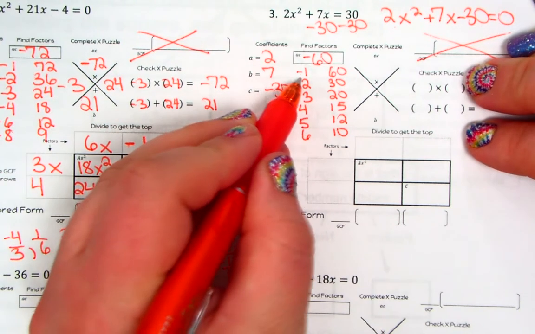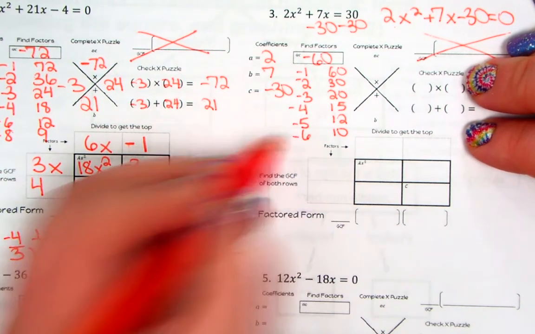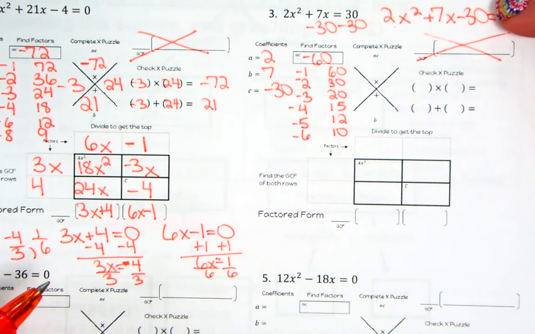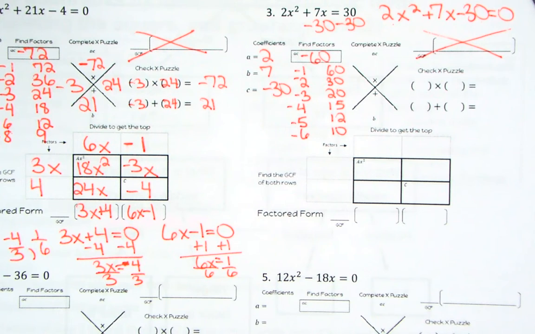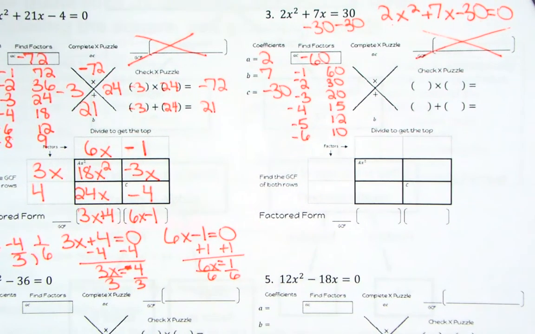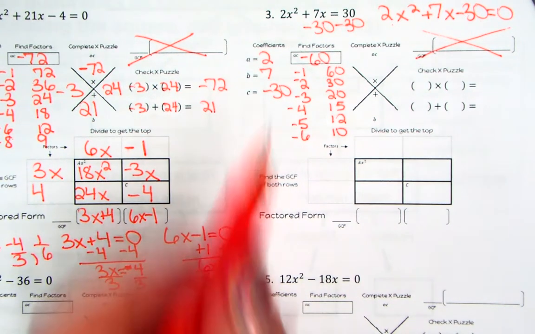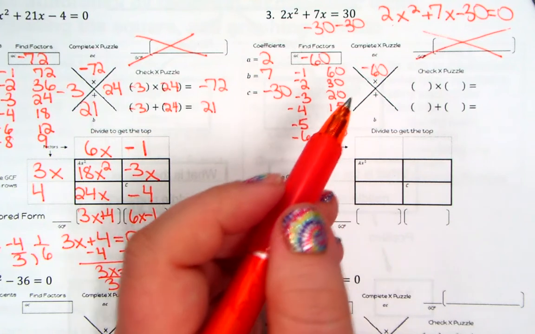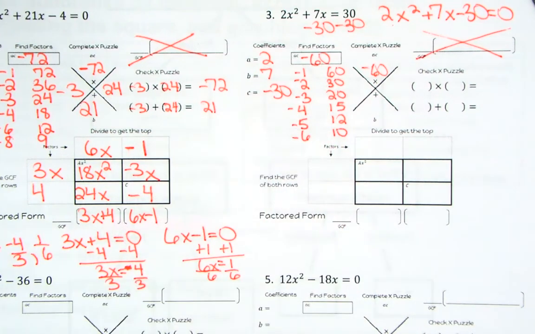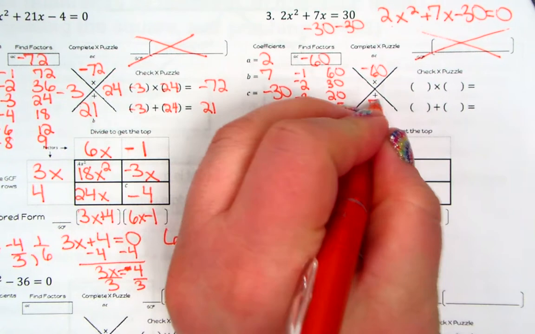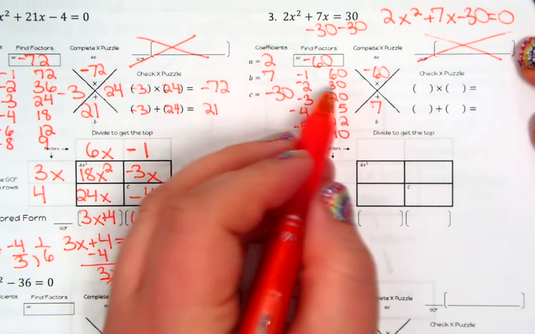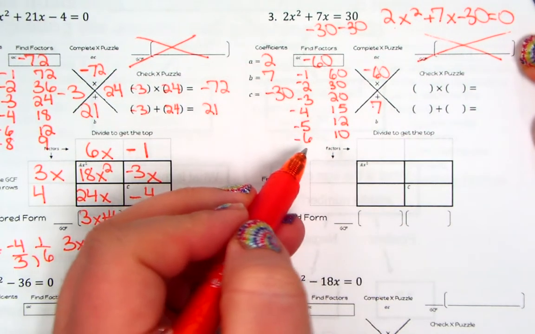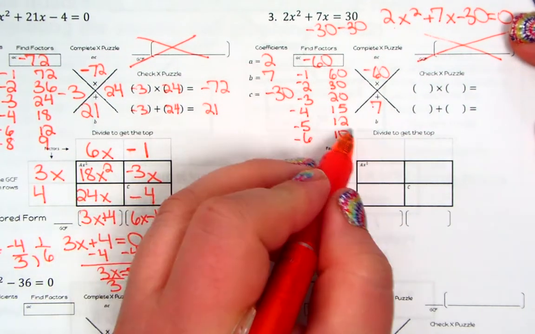So all of these will be negative. So what does it multiply to equal? -60. What does it add to equal? 7. So let's find the one that multiplies to equal negative 60 and adds to equal 7.